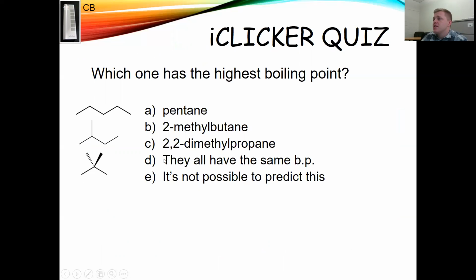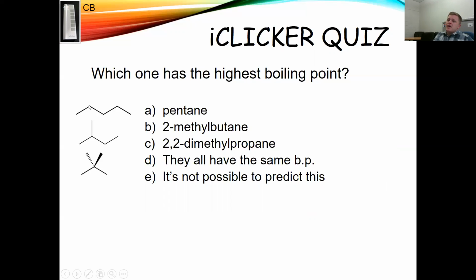Then we have 2 more options here. We could say they all have the same boiling point, or we can say it's not possible to predict their boiling point orders, okay? Now, what we have to consider here is the intermolecular interactions. So we don't have any dipoles, no polar bonds in any of these molecules. We don't have any ions. So all we're going to be dealing with here is van der Waals interactions or London dispersion forces. You'll remember those are the same things. And so then we got to think which of these is the biggest.